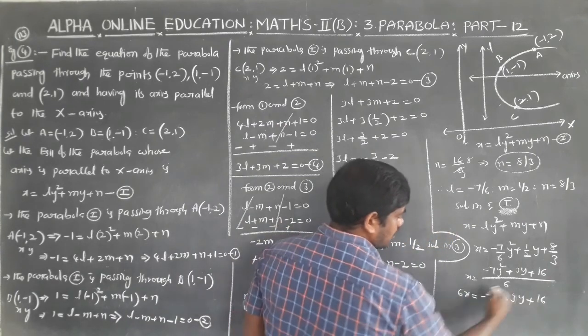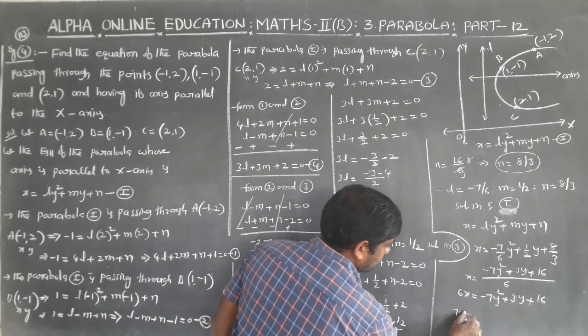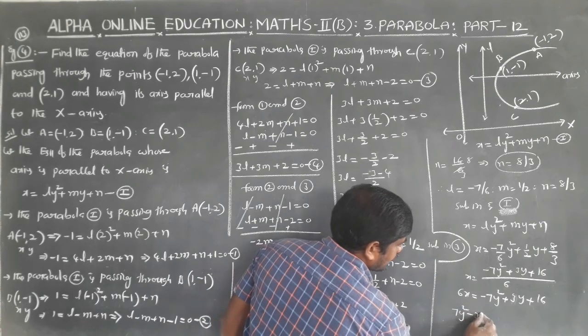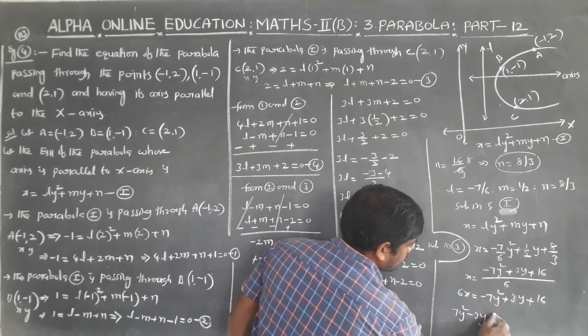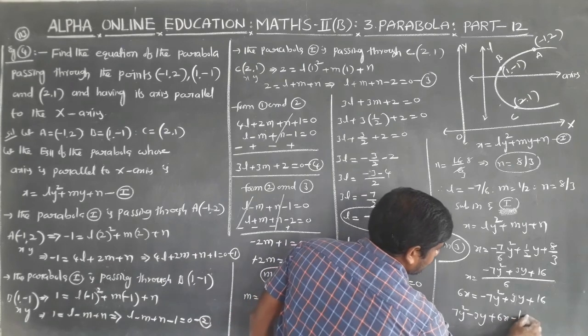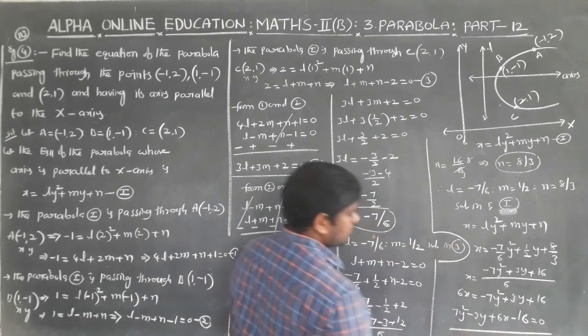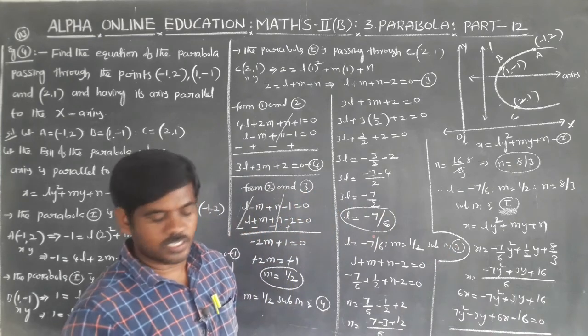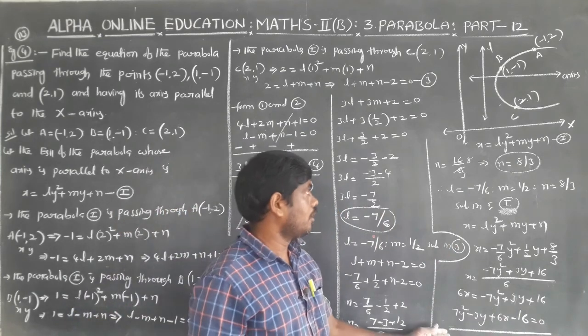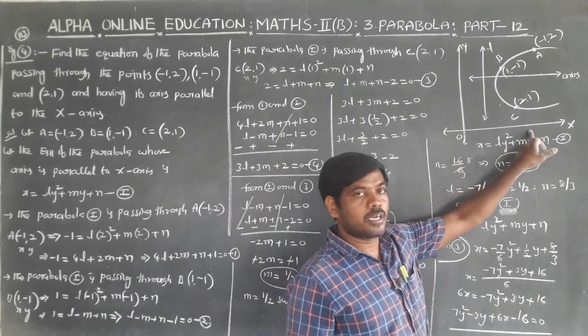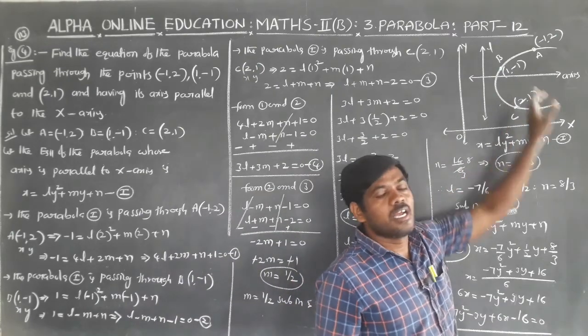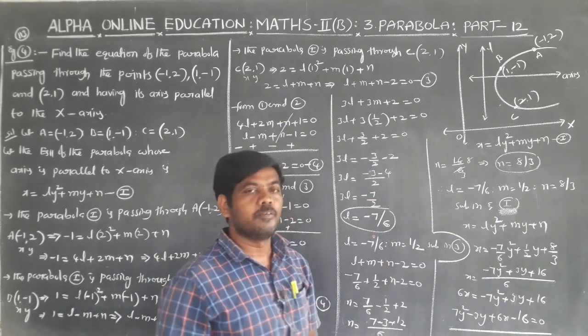Taking all terms to the left side: 7y square minus 3y plus 6x minus 16 is equal to 0, which is the required equation of the parabola whose axis is parallel to x-axis and passing through the 3 points.